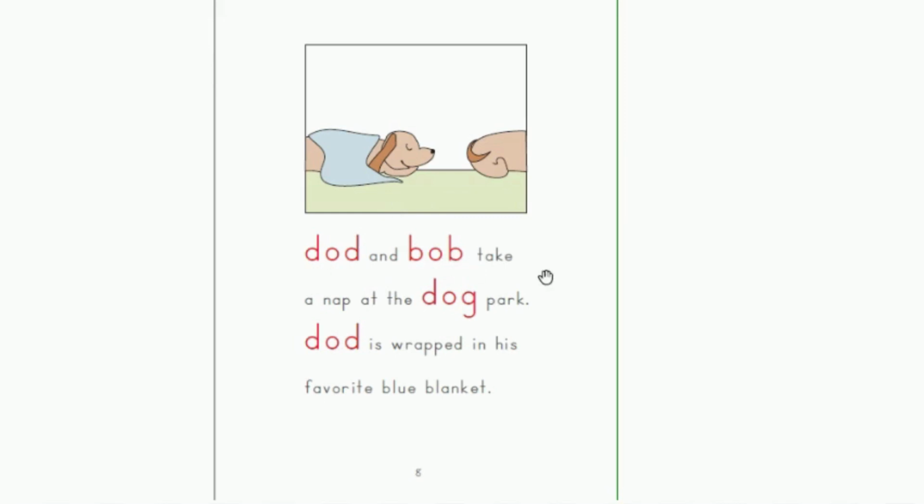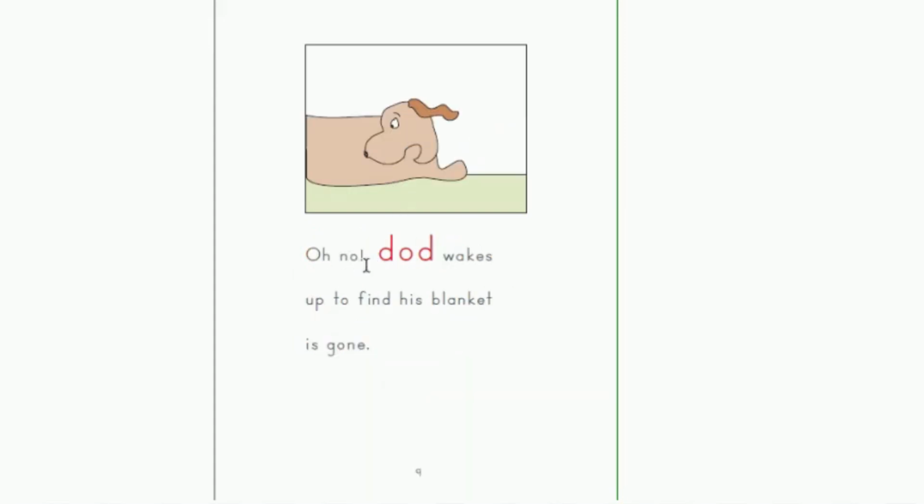Dod and Bob take a nap at the dog park. Dod is wrapped in his favorite blue blanket. Do you have any favorite blankets? Think about it. Dod has a blue blanket which is his favorite. Oh no! Dod wakes up to find his blanket is gone. Can you see? His blanket has gone somewhere.